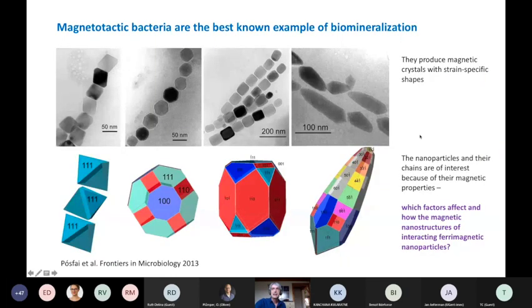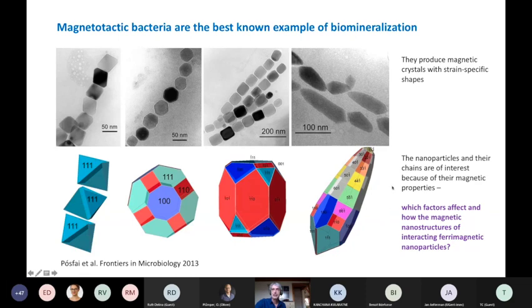Actually, each strain of these bacteria makes magnetic crystals with specific shapes. So some make perfect octahedra, which is not so surprising because that's the equilibrium morphology of magnetite. Some others make cubo-octahedra. That's also okay. This is already rather strange because you have these elongated barrel-shaped particles, and this is really weird. Some bacteria make these bullet-shaped particles. It's hard to make a model like that. So obviously, this is under genetic control, how they make this.